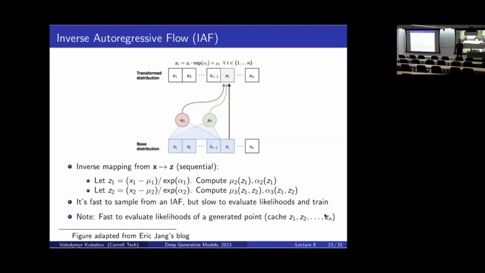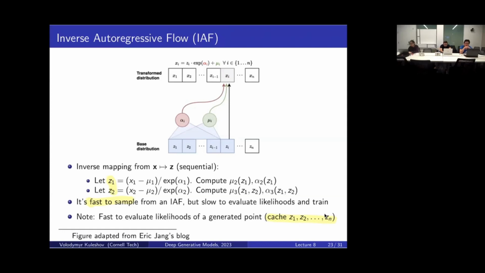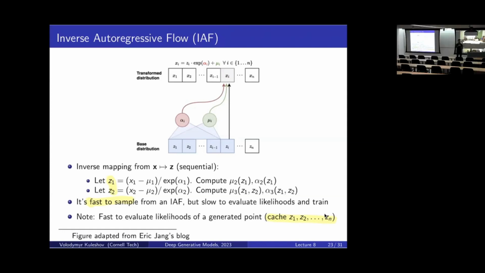And it's also fast to evaluate likelihoods of points that we have sampled. That's an interesting subtle point that I want to make. So it's fast to sample, and for a point that we have sampled, we have also saved our Z's. Therefore, we can take our sample and evaluate its likelihood because the Z's are available to us. We don't have to compute them sequentially. We have both the Z and the X for a point that we have sampled. Therefore, we can plug them into the formula, and it's fast to evaluate likelihood of generated points. I'll come back to this observation in a moment.